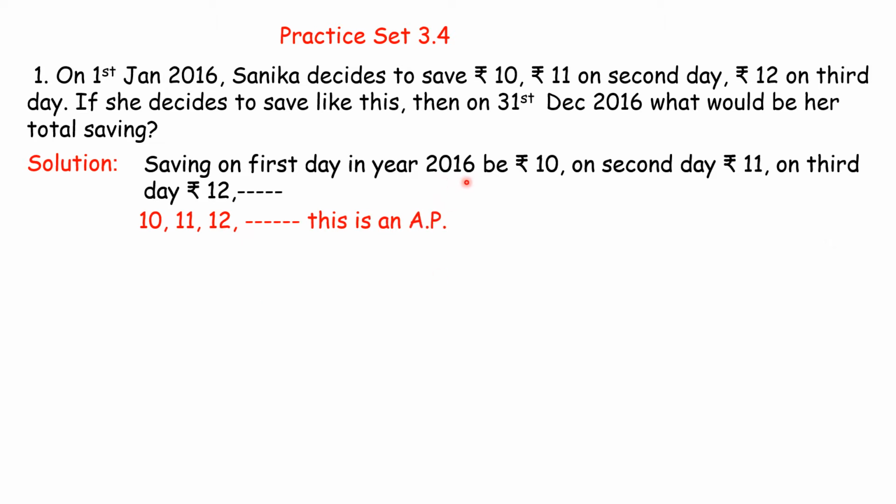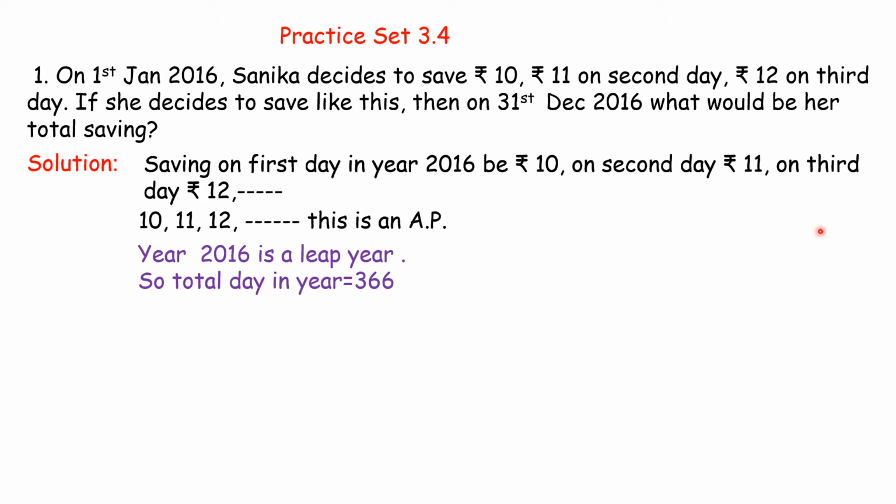2016. How many days are in 2016? 2016 is a leap year. So in 2016, there are 366 days. Write down: year 2016 is a leap year, so total days in year 2016 is equal to 366.